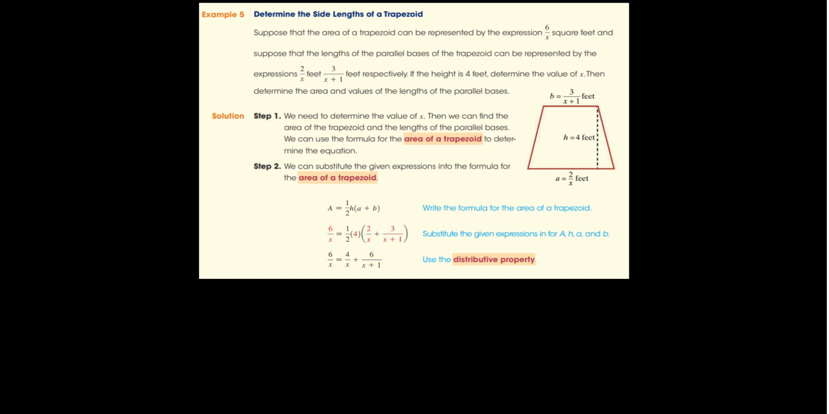Okay, so what we need to do here is recall, and again, you'll probably be given these formulas, that the area of a trapezoid is half the height times a plus b, where a and b are the parallel bases. And from here, all you really have to do is substitute, right? The area, 6 over x, well, that's given to us. The height, that's given to us. And the parallel bases, a and b, that is given to us. And then we just solve for x. So you see why I more or less hand waved through that.